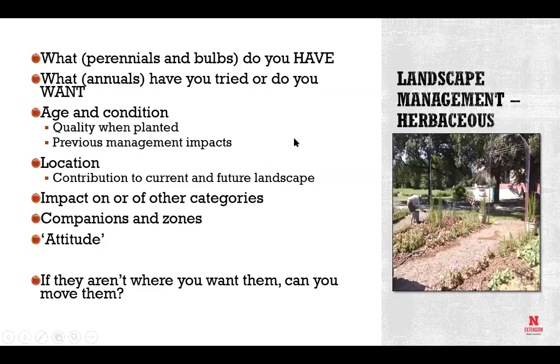So another category, this is herbaceous. Same thing. You start with what do you already have? What do you want, especially annuals? Age and condition, same thing. Quality when planted. Previous management impacts. We tend to buy herbaceous plants, perennials, because it's small, it's easy to dig a hole, not very well, or put that plant in a place where it really is not going to be pleased with its environment.